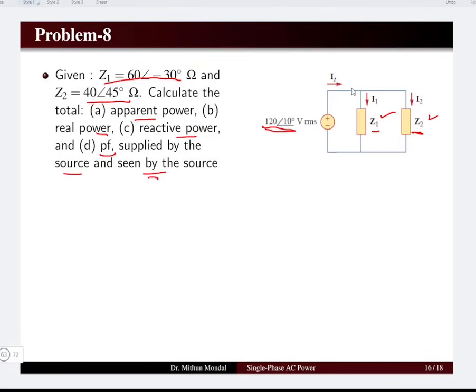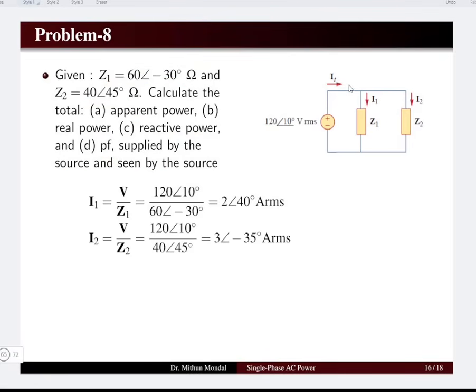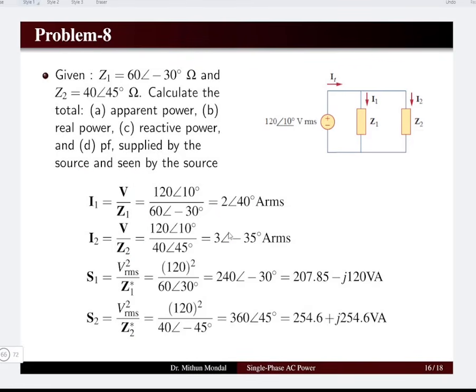So we can use the concept of current division because it is a parallel load. Hence, the currents I1 and I2 we can determine from the voltage V divided by Z1 and voltage V divided by Z2, because the voltage remains the same in a parallel network. So we get 2 angle 40 and 3 angle minus 35 as the values of the current in the two impedances Z1 and Z2, and hence the complex powers S1 and S2 we can get from the VRMS squared divided by Z conjugate formula.